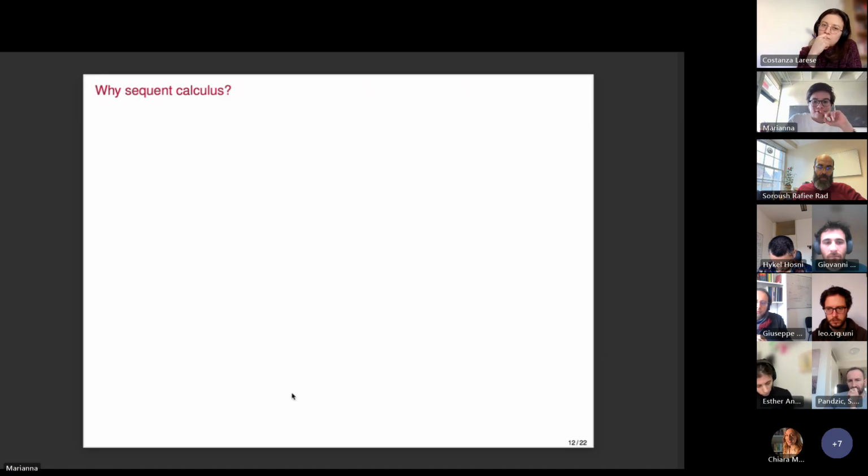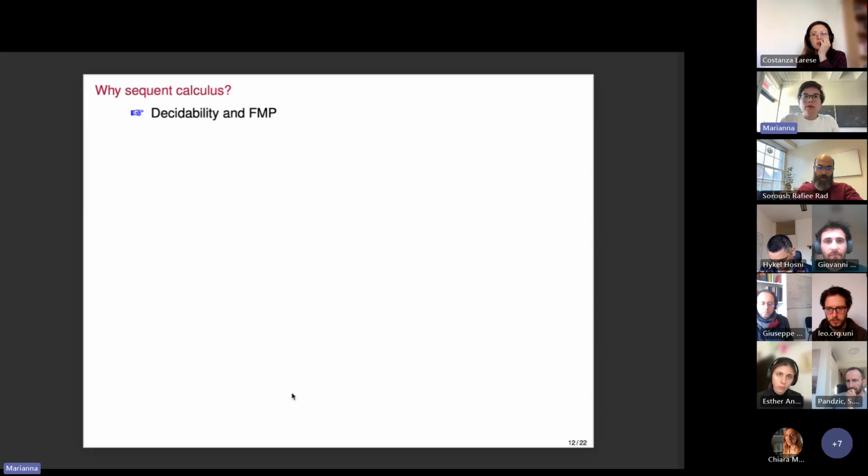So, second question: why are we interested in sequent calculus at all? Or why am I interested in sequent calculus at all? Why do we want to define proof systems for conditional logics, for instance? The main idea is that a sequent calculus can help you establish a number of different properties about the logics. What I'm particularly interested in is decidability and the finite model property of the logic.